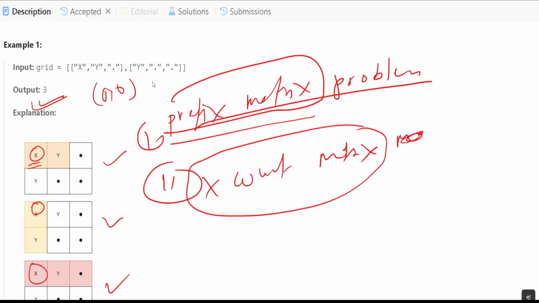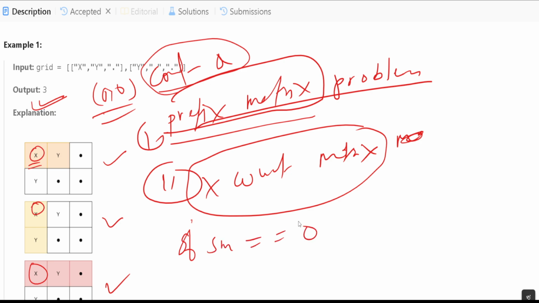And you will also count x. Okay, so you have to calculate the sum from 0 0 and you have to count the x, right? So then you simply check if the sum is equal to 0, it means we have to check another condition, that x count.